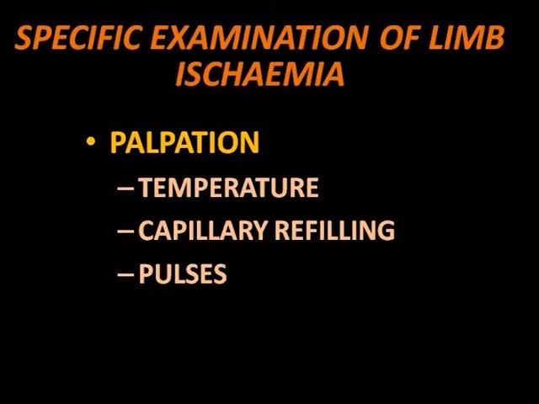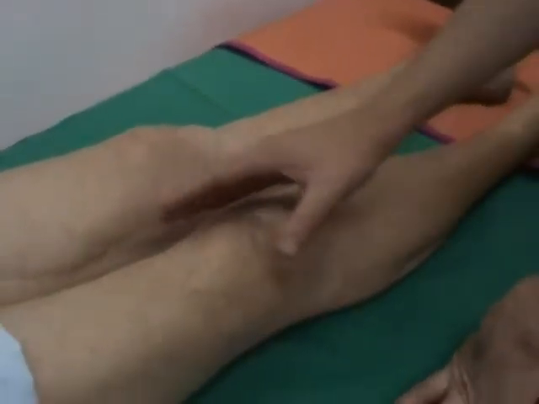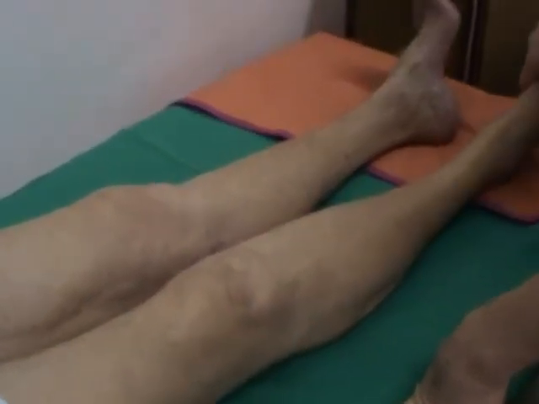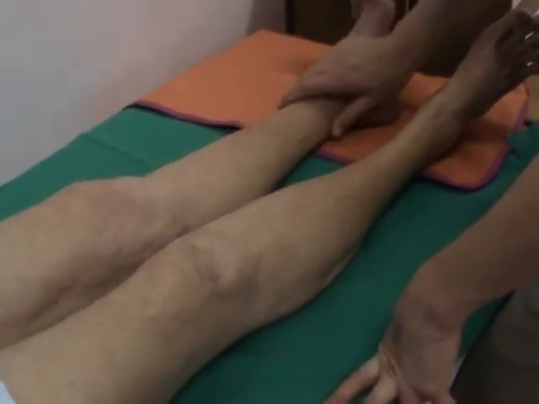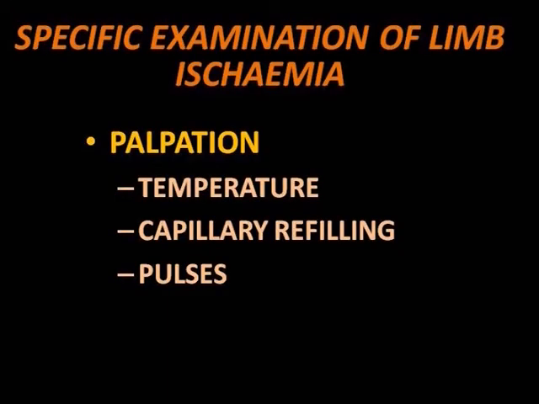Palpation. We examine the temperature, comparing the one limb to the other limb. Is one limb warmer than the other? Is one limb, for example, in infection? Is one limb colder than the other, for example, in acute occlusion? Or are both limbs more or less the same temperature?